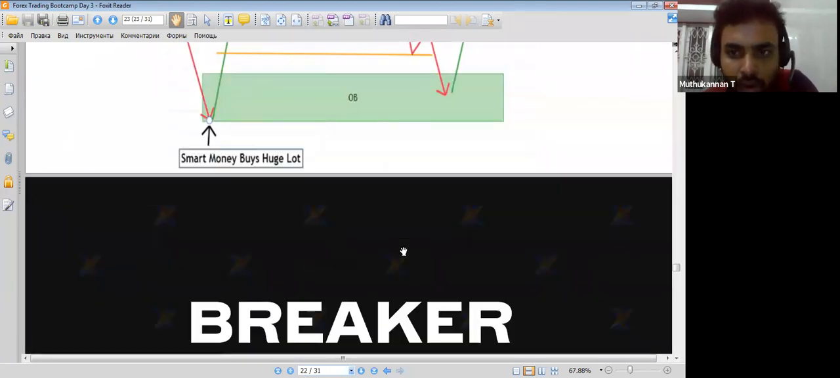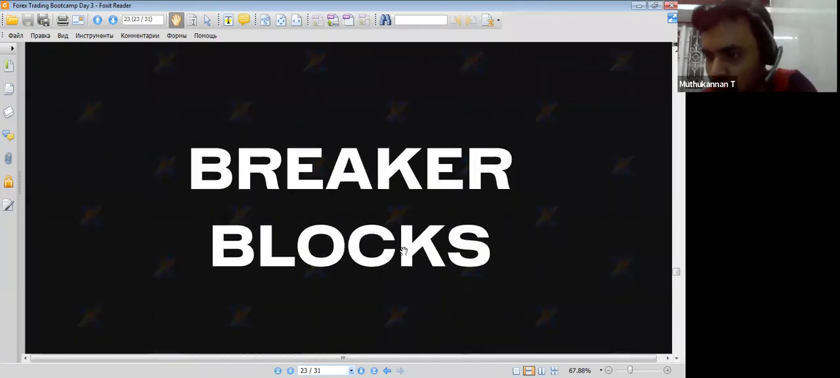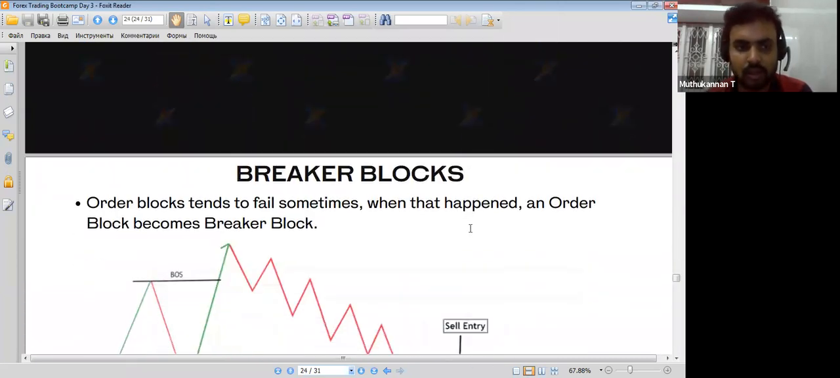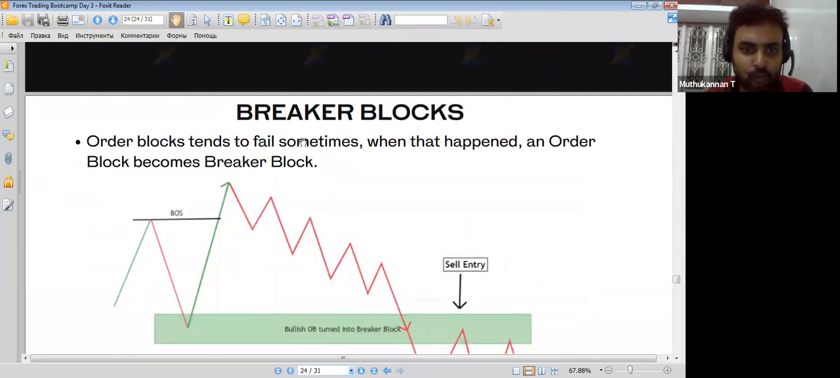Okay. Now we'll be seeing the breaker block. Breaker block and flip zones are one and the same, but there is some difference. The name is a different thing, and here we'll be marking only order blocks. Now, what is a breaker block? Order blocks tend to fail sometimes. When that happens, an order block becomes a breaker block.